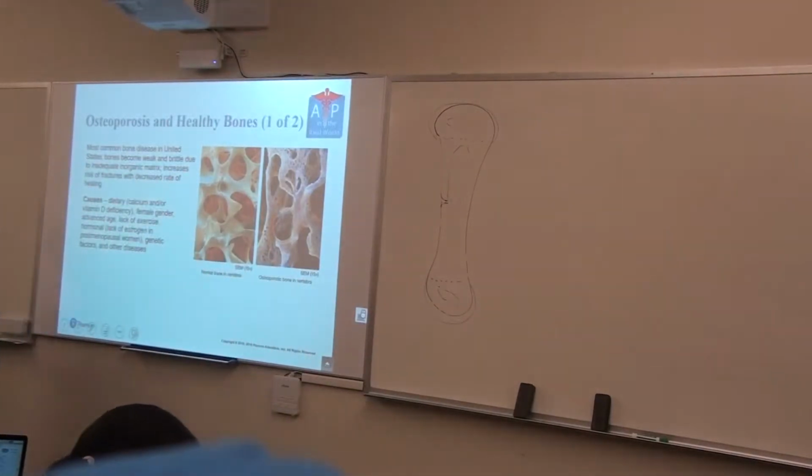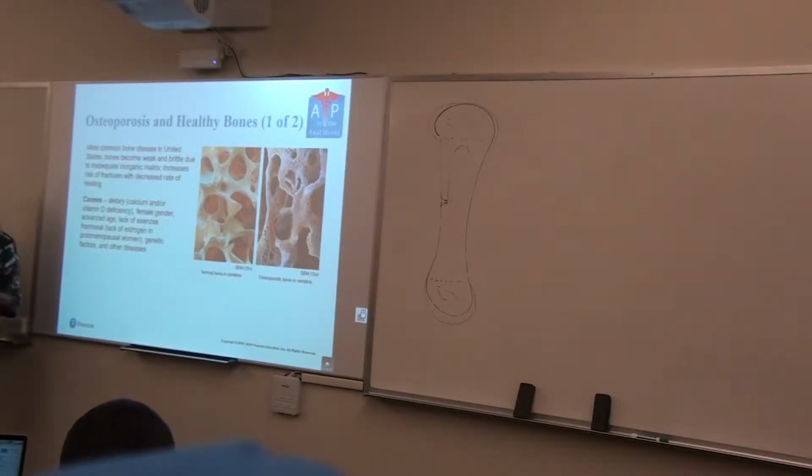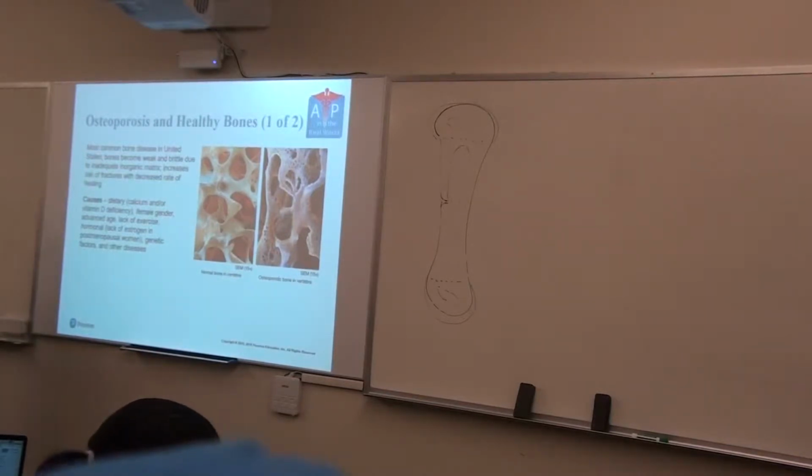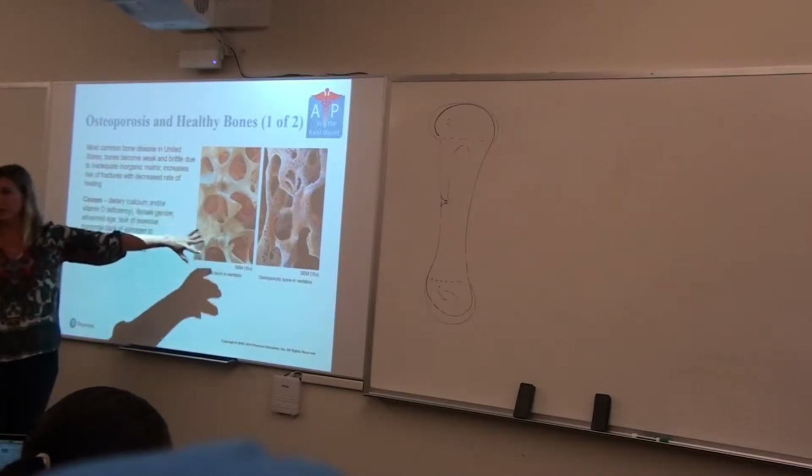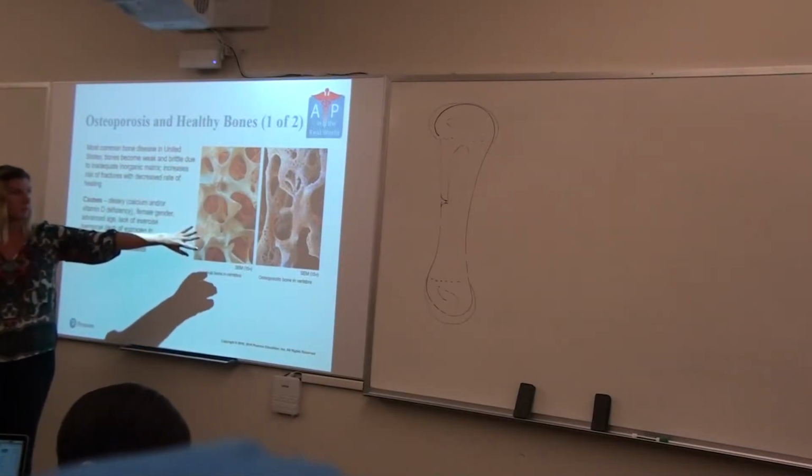So let's talk about some diseases and disorders that are associated with our skeletal system. First one, osteoporosis. Osteoporosis is the most common bone disease in the United States. This is where the bone matrix becomes weak and brittle. So basically what happens is we have this normal bone. This is the spongy bone, right? We can see all those trabeculae in there.